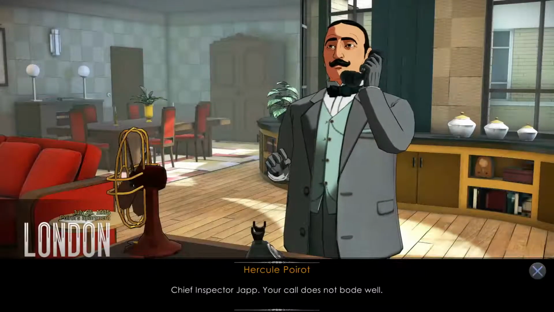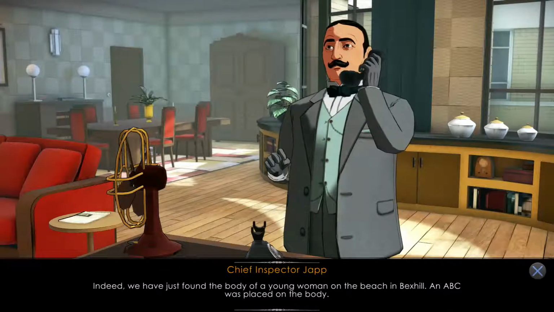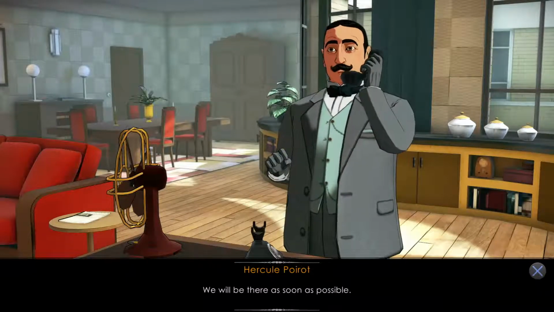Poirot? Chief Inspector Japp, your call does not bode well. Indeed, we have just found the body of a young woman on the beach in Bexhill. An ABC was placed on the body. We'll be there as soon as possible. Bexhill Beach?